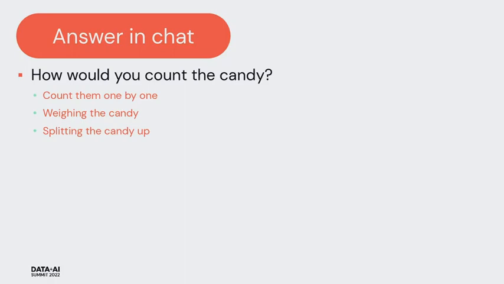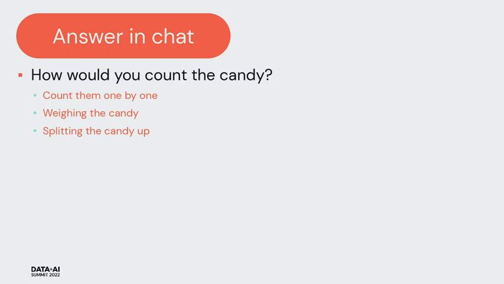You might line the candies up and count them one by one. While this would eventually give you an accurate count, it would take a really, really long time. What about weighing the candy? You could weigh one candy, weigh the entire tub of candy, and figure out how many pieces of candy there are. While this would give you a count relatively quickly, what if there were different types of candy in the jar? Then you can't guarantee that all the candy weighs the same, so you might not have an accurate count.